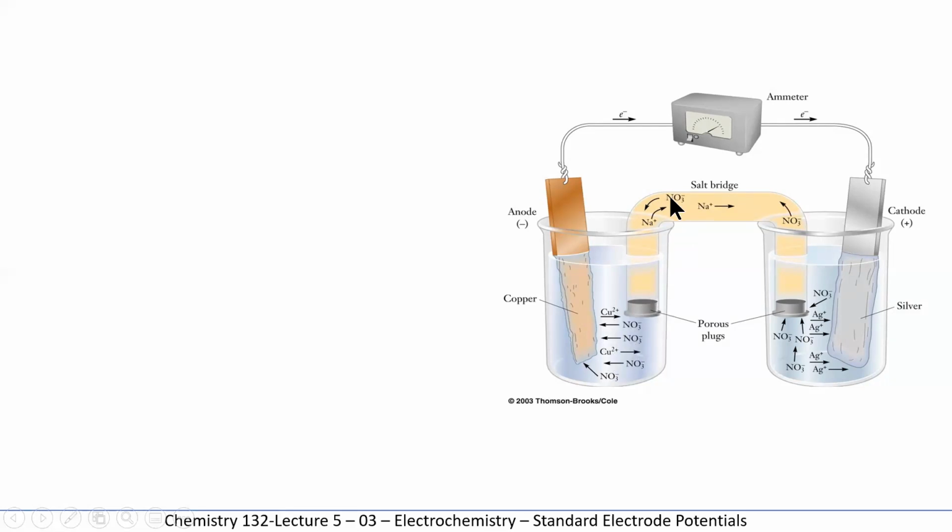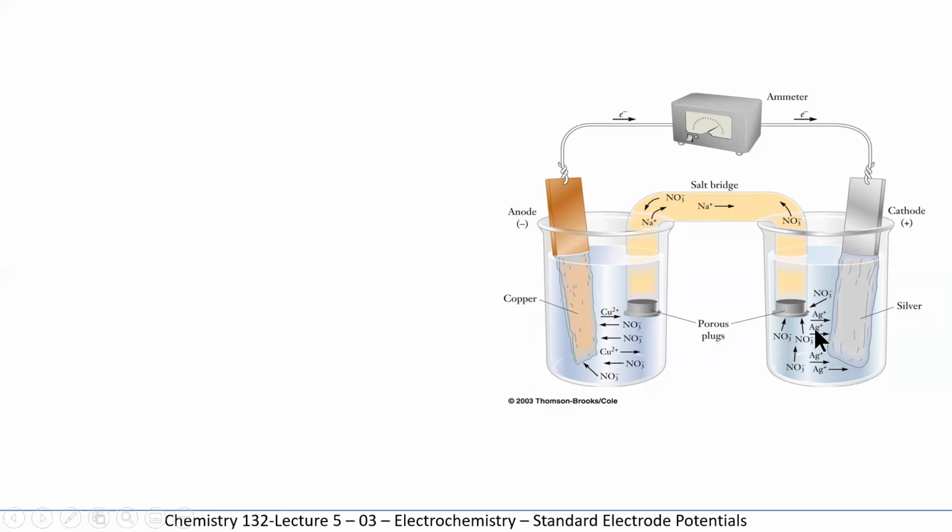To do that, we need a flow of negative ions. In this case, sodium nitrate is in the salt bridge, so negative ions will flow in to neutralize the copper 2+ ions. Otherwise, you would get a buildup of positive charge near the surface of the electrode, and that repulsive effect would stop those half reactions from happening.